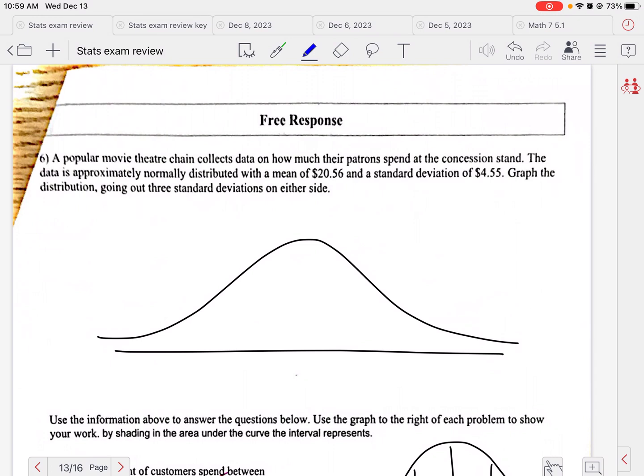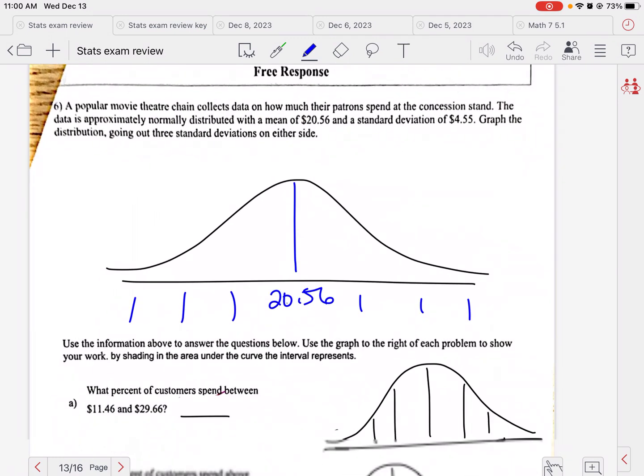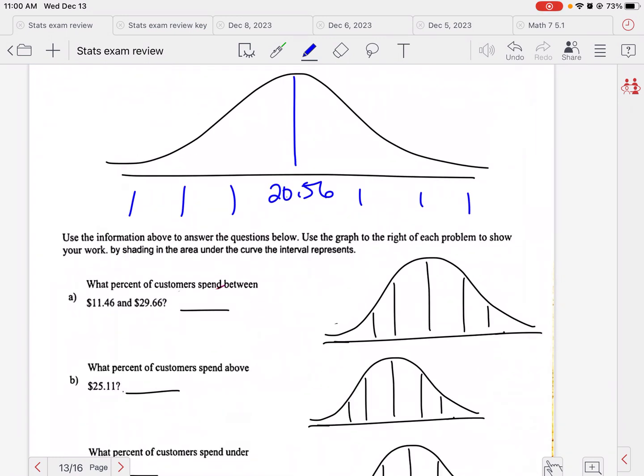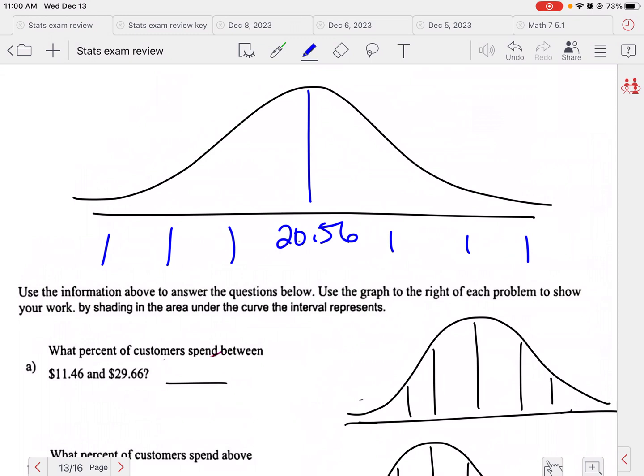Okay, a popular movie theater chain collects data on how much their patrons spend at concession stands. The data is approximately normally distributed with a mean of 20.56 and a standard deviation of 4.55. Graph the distribution, going out 3 standard deviations on either side. Okay, I think you guys can do this. We add 4.55 three times and we subtract 4.55 three times this way. But we're going to need it, so I guess we'll do it together.